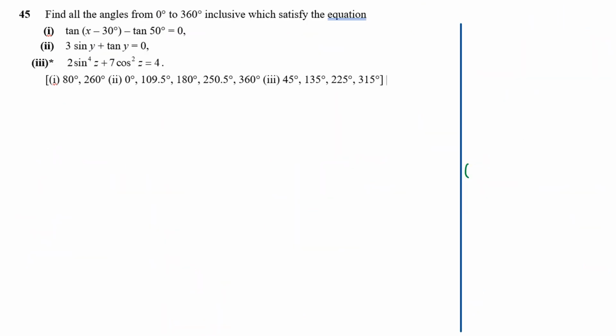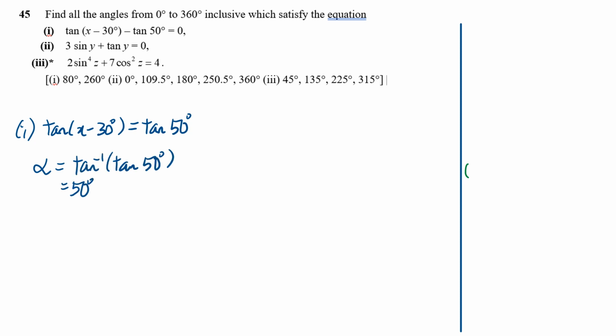All right, so if you look at part 1, again, the format of the questions changes. It's not so straightforward, but the concept remains the same. What does it mean by concept remains the same? We just make tangent bracket x minus 30 degrees on the left hand side. Okay, so the next step, what is the next concept? Find alpha. Yes, I keep saying alpha. Maybe you should name your dog or your cat alpha. So alpha will be just tangent inverse tangent 50. That gives you 50 degrees.